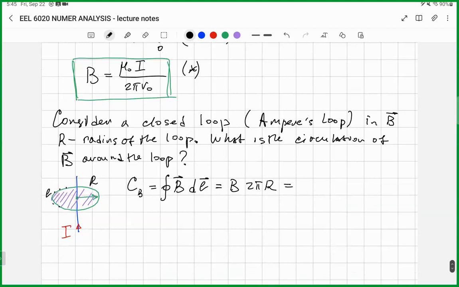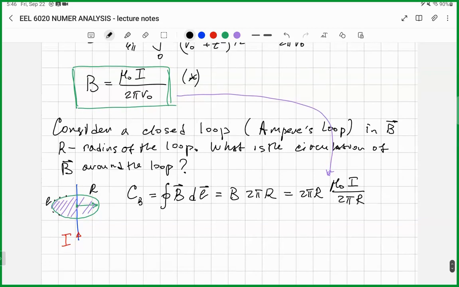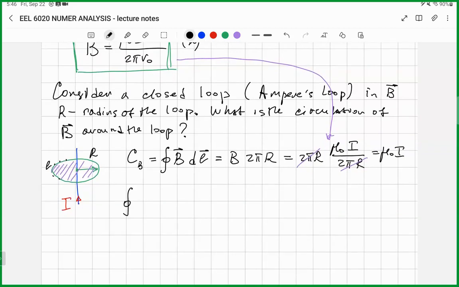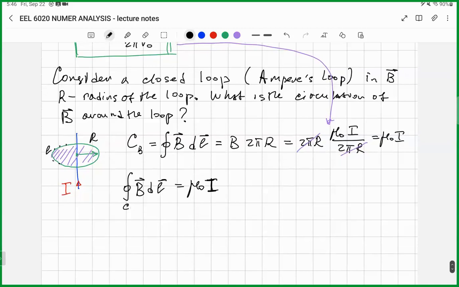So let us substitute this formula for the magnetic field of the wire. We get mu zero I over 2 pi R capital, because R zero is now R capital. And we can cancel 2 pi R, and we get mu zero I. So this is the answer. We got that the circulation of the magnetic field around this closed loop is equal to mu zero I. I is the current, mu zero is the magnetic constant, and the circulation is given by this integral here.